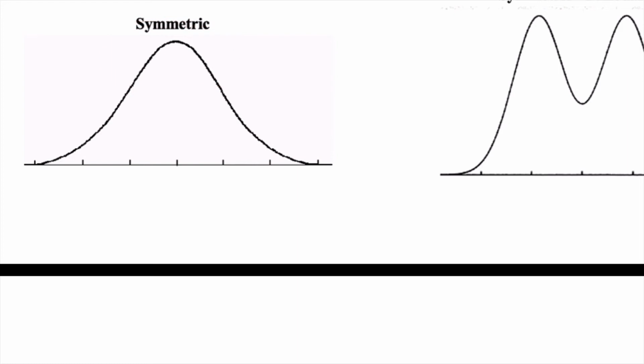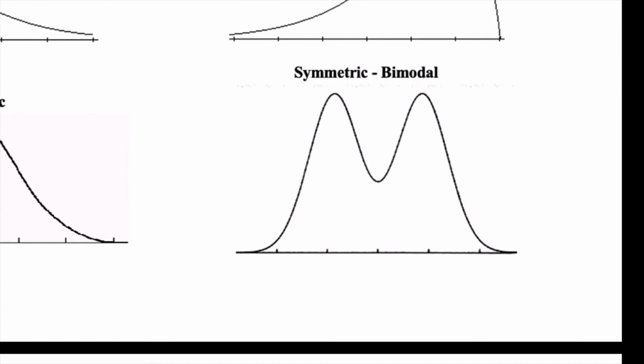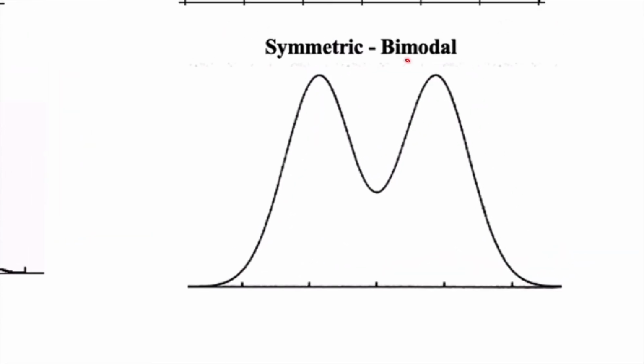And where is that peak? Right down the middle, right? Right down the middle. Bimodal has two peaks. There, that word mode. Two peaks, right? That's what mode means. Where's the peak at? Where's the high point at?